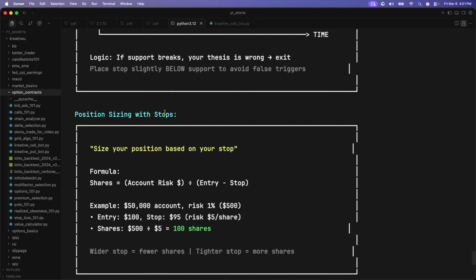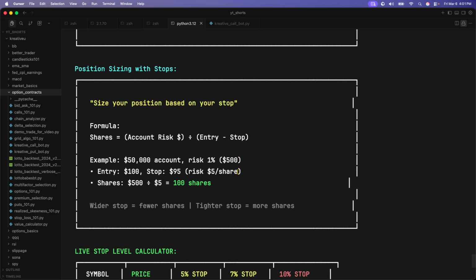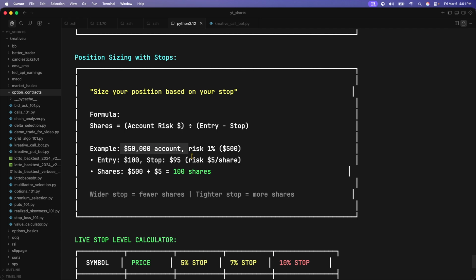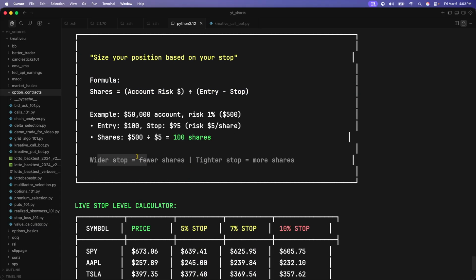Then position sizing with stop loss. Size your position based on your stop loss. So here's a formula for how you can do it. The shares equals the account size times the risk percentage, divided by the entry minus the stop. An example would be $50,000 account. You're going to risk 1%. The entry is going to be $100. Stop is 95. You're risking 5%. 1% of the account is $500, divided by $5 is 100 shares. So wider stops equals fewer shares, tighter stops equals more shares.